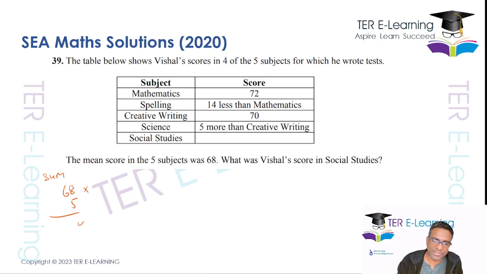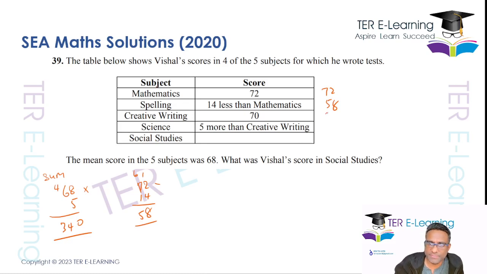So that's 8 5s are 40. 6 5s are 30 plus 4, so that's 340. So that's the total, right? So when you add up all the scores, you should get 340. Now, in terms of what they're telling us here, we have 72 for maths. Spelling is 14 less. So we need to take 72 minus 14, right? We need to borrow. This is 6, this is 12. 12 minus 4 is 8. 6 take away 1 is 5. So therefore, his spelling mark is 58, right? That's his spelling mark here.